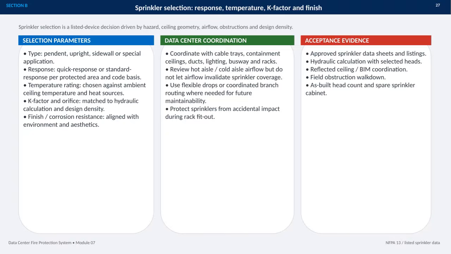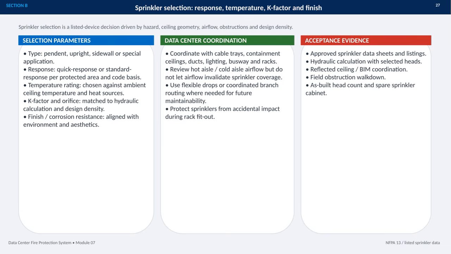Sprinkler selection is not simply a matter of choosing a head that fits the ceiling. It is a listed device decision based on the hazard, ceiling geometry, airflow, obstructions, and required design density. The selected sprinkler must perform as part of the complete hydraulic and coordination design.